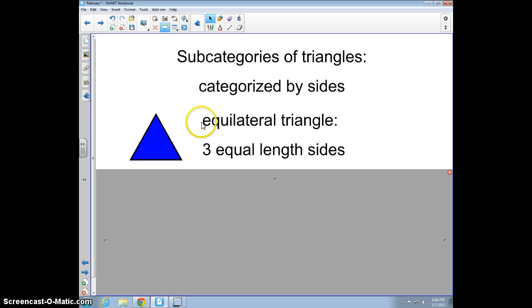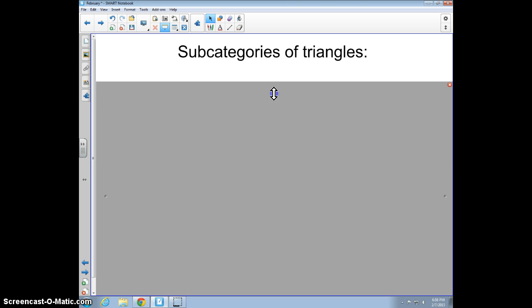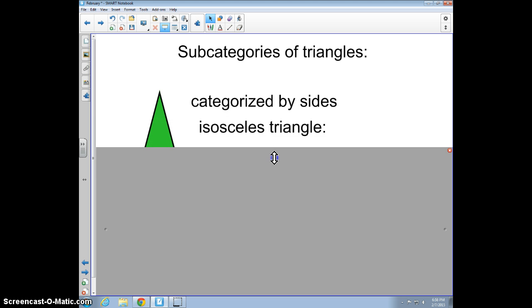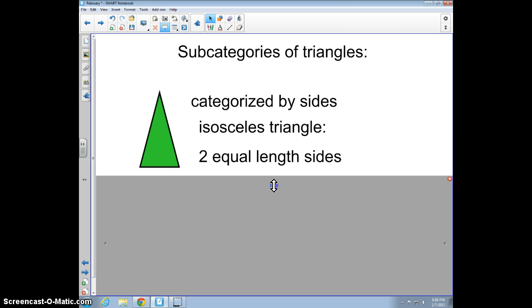So here's a triangle that I'm sure you'll recognize. It's called an equilateral triangle. And equilateral triangles have three equal length sides. So all three sides of a triangle, if they're all equal, it's an equilateral triangle.